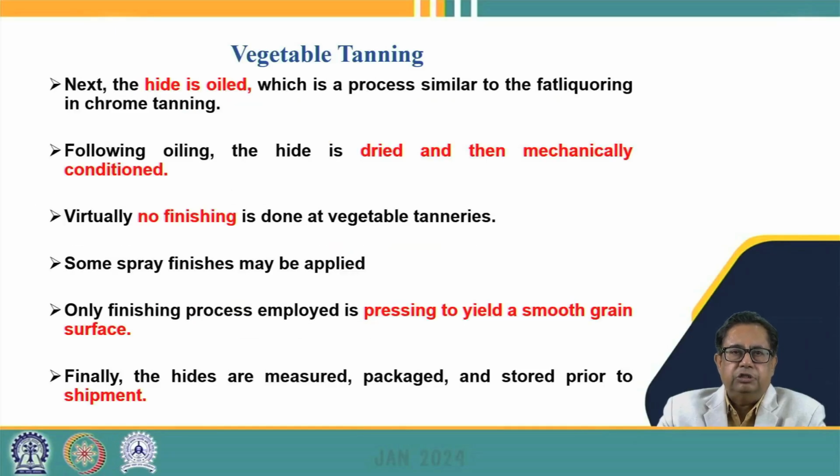After this, the hides are generally oiled with fat liquor, as we do in chrome tanning, and after the oiling we can dry and then mechanically condition it. Virtually no finishing process is required in vegetable tanning, though some spray finishes may be applied. The only finishing process employed is to press it so that we get very smooth grained surfaces, and then later it can be measured and packaged prior to shipment.